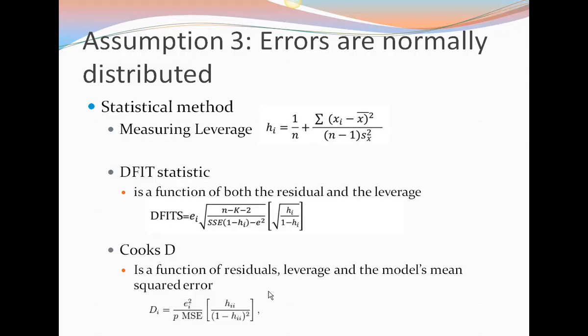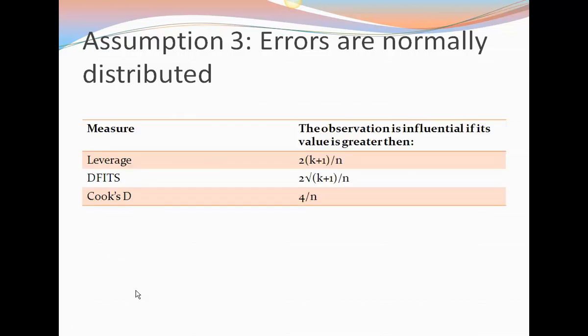The D-fit statistic shows changes in the predicted value if the observation were deleted. And then Cook's D is the most specific. It's a function of residuals, leverage, and the model's mean square standard error. So it's going to be taking into account both the error terms and that leverage term as well. An observation is too influential if its value is greater than the cutoff, and obviously you'd have to plug in values. These cutoff terms are going to be different for each model that you run, depending on the number of independent variables you have and the number of observations in your model.